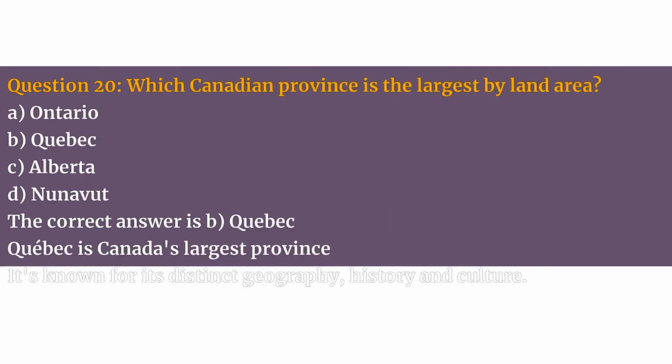Question 20. Which Canadian province is the largest by land area? A. Ontario, B. Quebec, C. Alberta, D. Nunavut. The correct answer is B. Quebec. Quebec is Canada's largest province. It's known for its distinct geography, history, and culture.